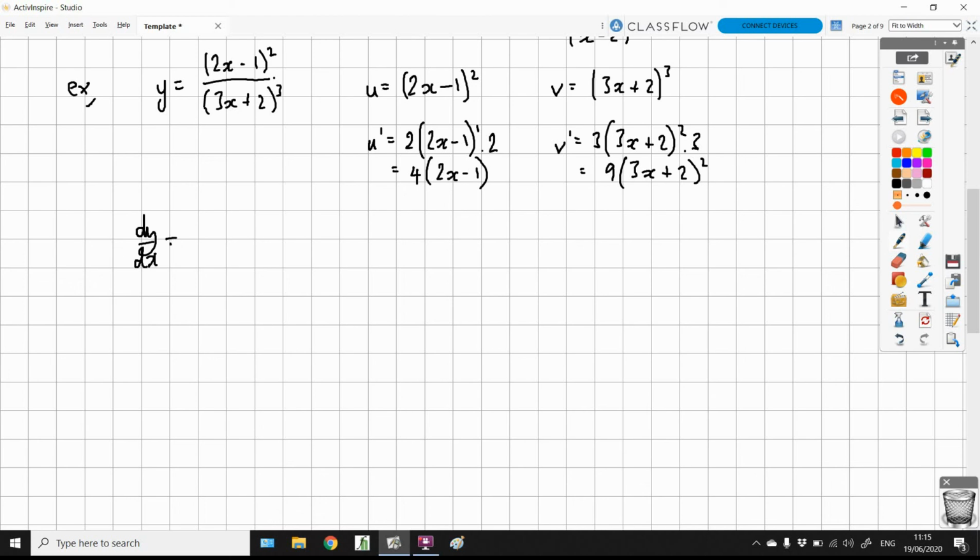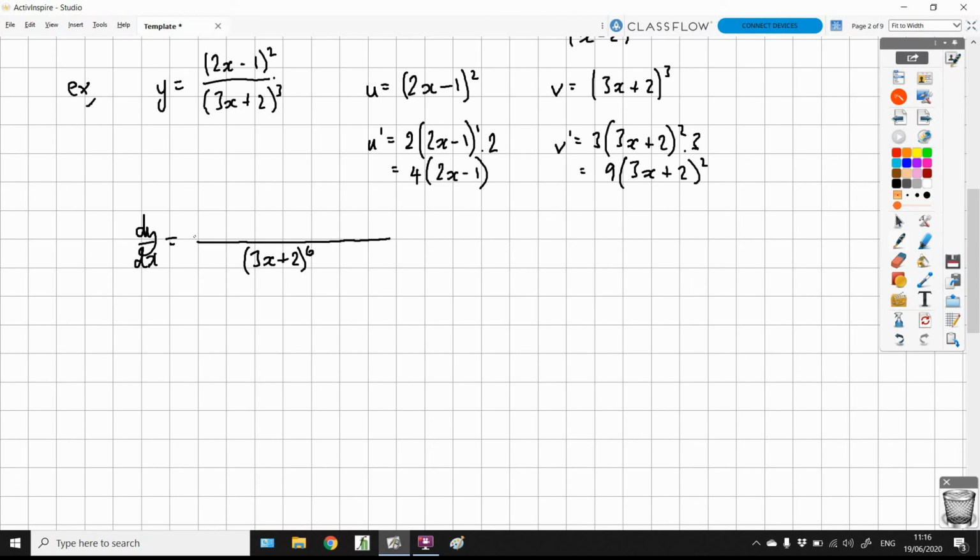So dy by dx equals, now we need v squared on the bottom. V is 3x plus 2 all cubed. If we square a cube, we get a power 6. So that's v squared.